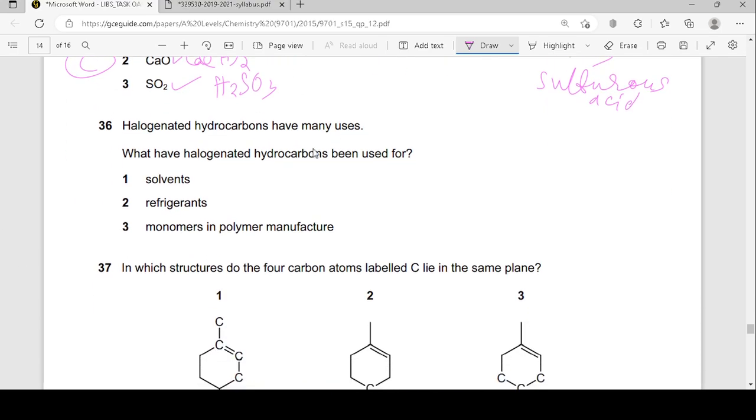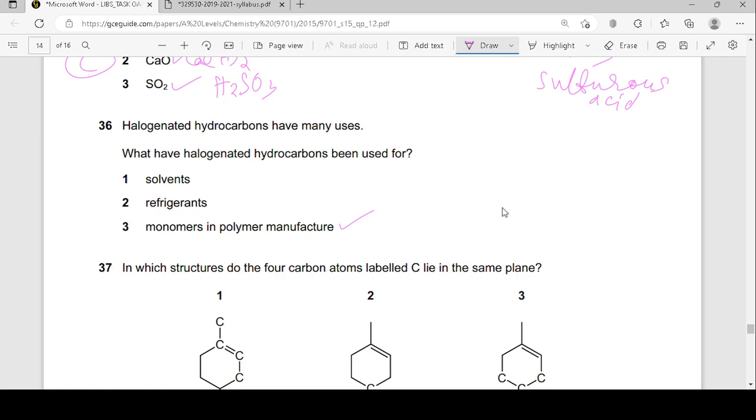Halogenated hydrocarbons have many uses, especially haloalkenes, or you can bring the halogen, I don't know. Anyways, what have halogenated hydrocarbons been used for? Monomers in polymer manufacture. That is right. They have been used as monomers in polymer manufacture. Like, let me try to find a famous one. Not famous, but one that we've done at the very least.